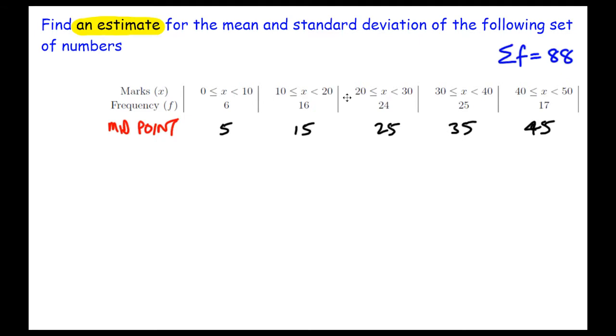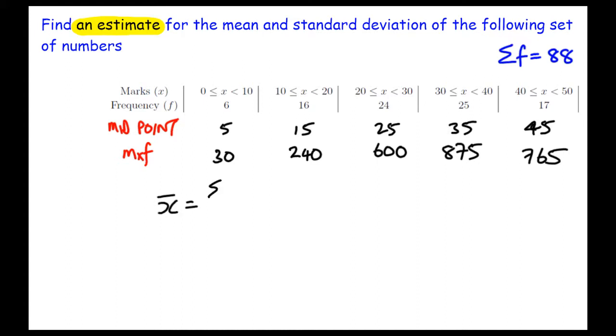After that, I'm going to have a midpoint times frequency row, and in that row, I'm going to multiply each of the midpoints that we found by the frequency given in the table originally. So I'm going to get 30, 240, 600, 875, and 765. So these are all of the midpoint times frequency values that I'm going to use.